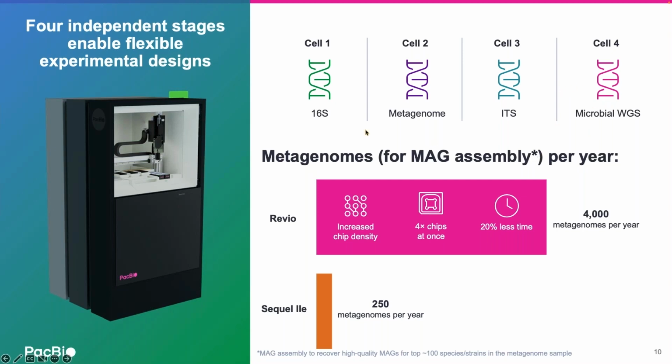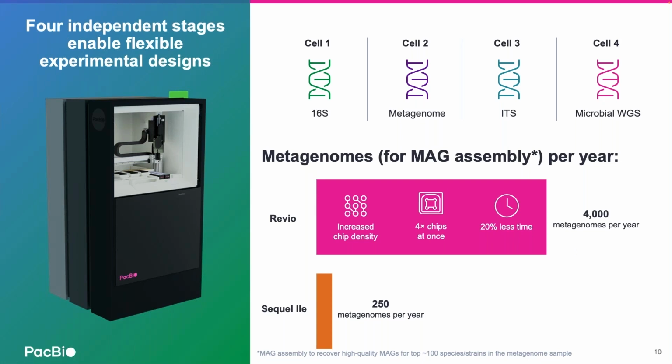And just an idea of what you can expect as far as throughput goes for metagenomes, for MAG assembly in particular. So MAG assembly requires a lot higher depth than shotgun profiling. So on a per year basis, the Revio platform, because of all these things I just talked about, is able to produce 4,000 metagenomes per year for MAG assembly in order to recover high quality MAGs for around the top 100 species or strains in the metagenome sample.